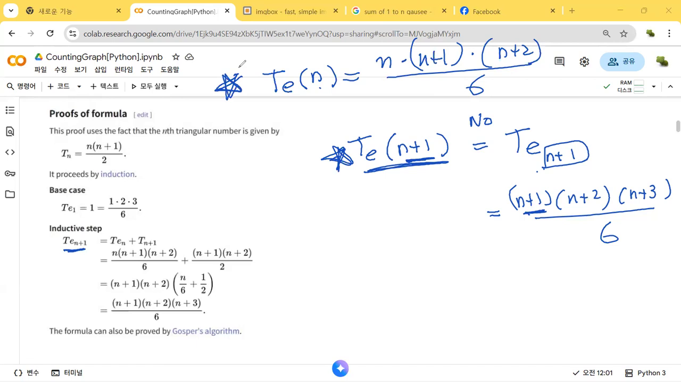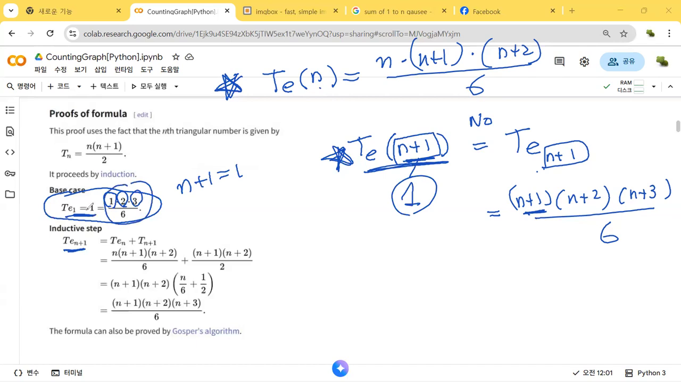Then the induction process is, first of all, there are three steps. First of all, let's consider the case when n plus 1 is 1. Okay, so the case when this one is 1. Then this is n plus 1, n plus 2 divided by 6, and this is 1. Okay, so when n plus 1 is 1, it holds.